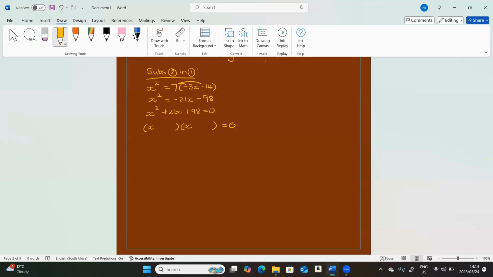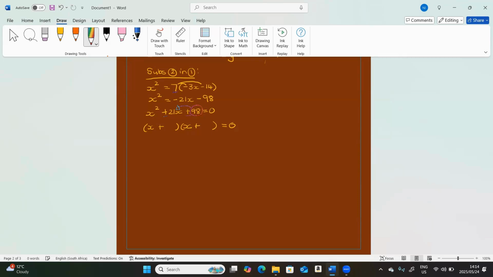And then we can see that the signs in my trinomial are a plus and a plus. So that then means it's going to be a plus and a plus in my brackets as well. And then we have to ask ourselves, what times what gives me 98, of which when I add these numbers together, it would give me 21 as well, because the signs are the same. You can think of it like that. Okay, so what times what will give me 98, guys?